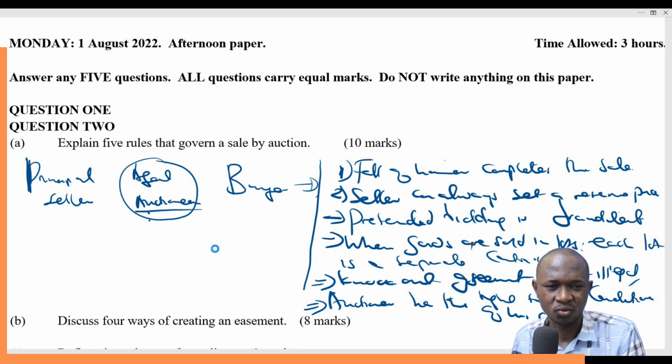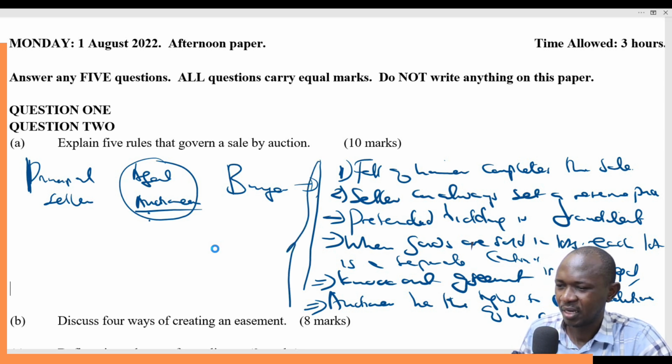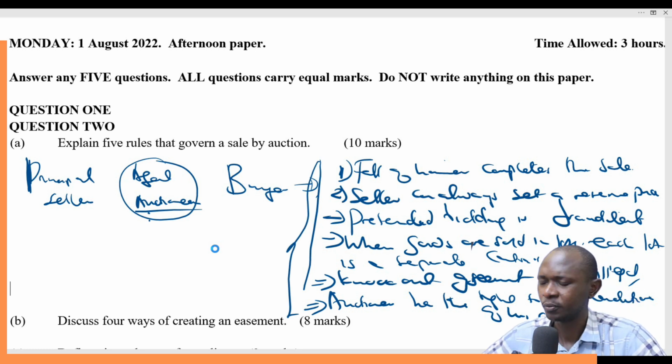I think these are enough. This should be around 6, 7. Let's work with this as being the rules that can govern sale by auction. Pick any 5 of these and we'll be good to go. Now, let's move to the next question.